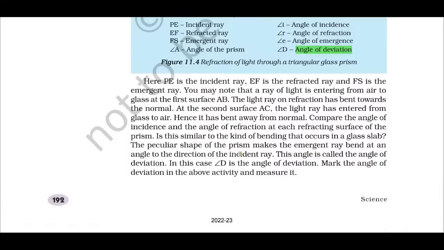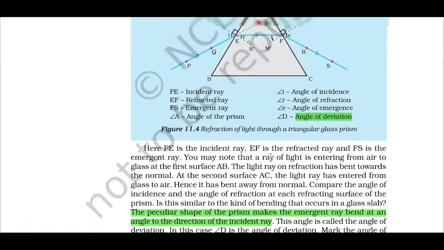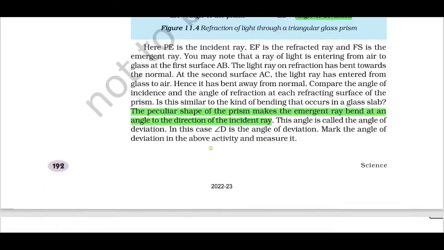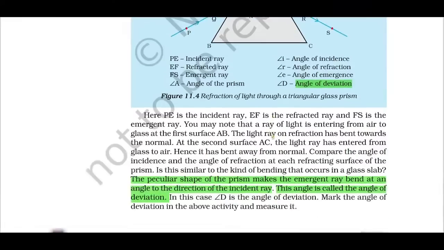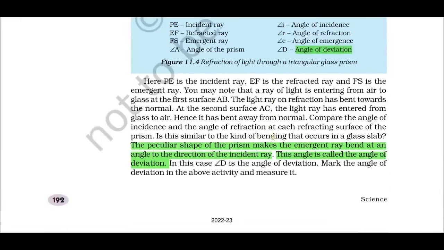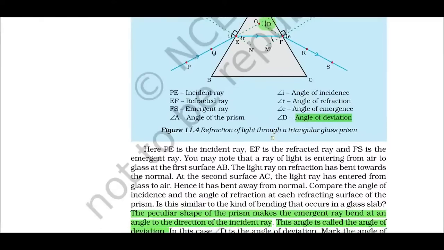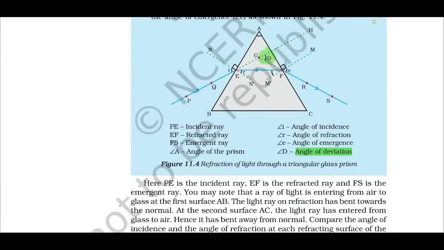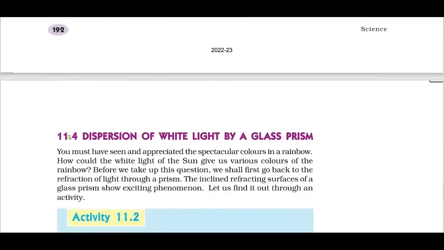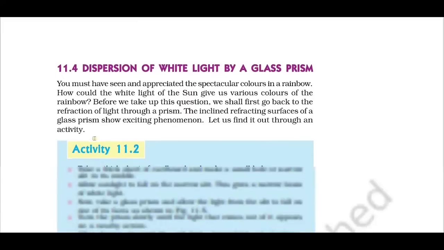What is angle of deviation? The peculiar shape of the prism makes the emergent ray bend at an angle to the direction of the incident ray. This is called as what? Angle of deviation. It is denoted by angle D. You can observe it in the figure. Next concept is dispersion of white light by a glass prism.